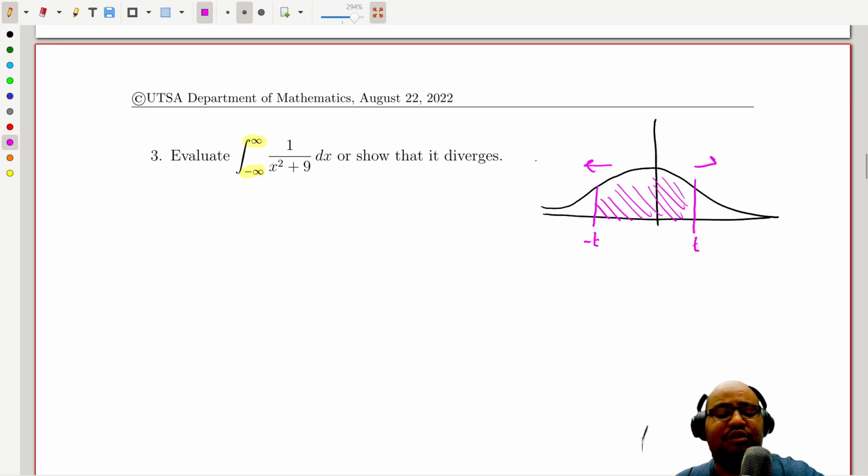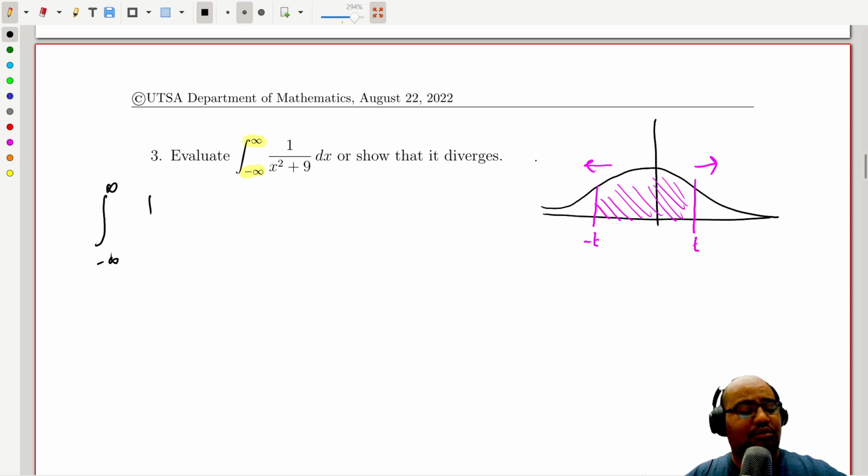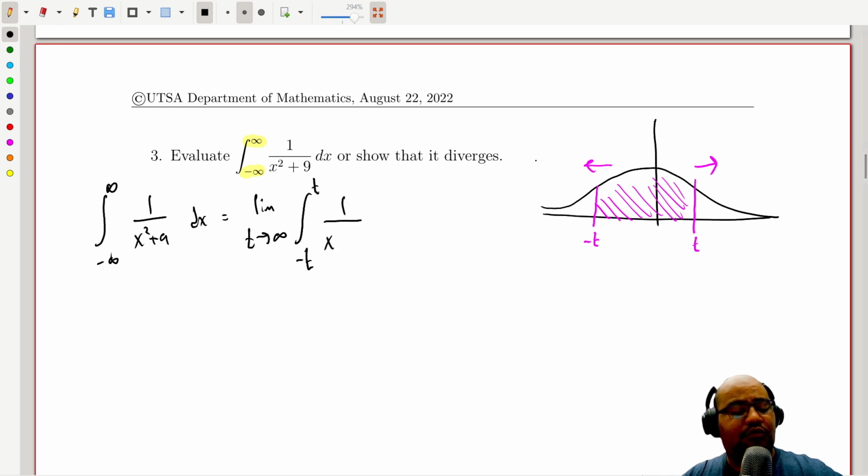And I want to go ahead and stretch this out all the way to infinity. Okay, so this integral, we're going to interpret this symbol as the limit as t approaches infinity of the integral from -t to t of 1 over x squared plus 9 dx.